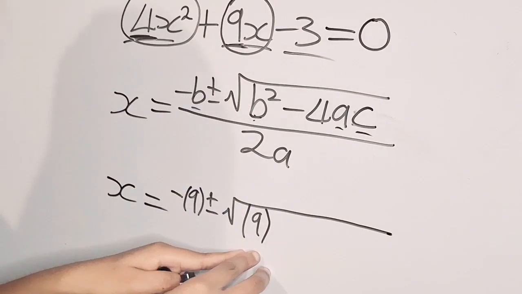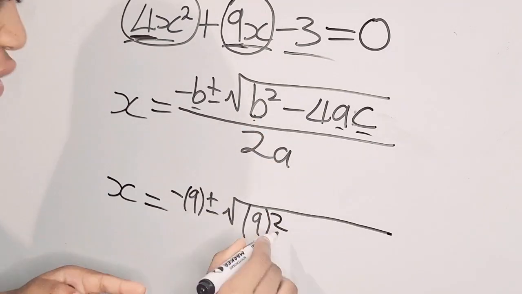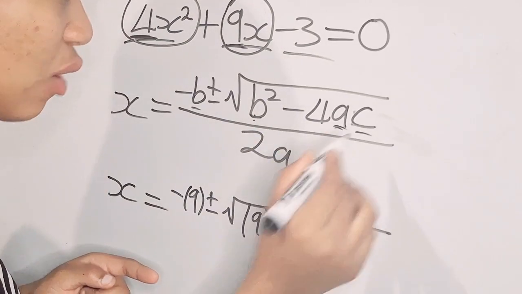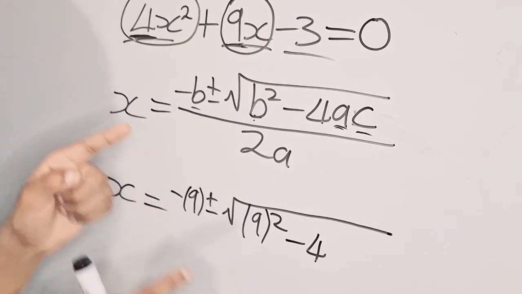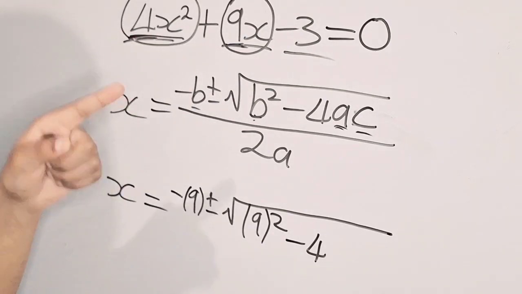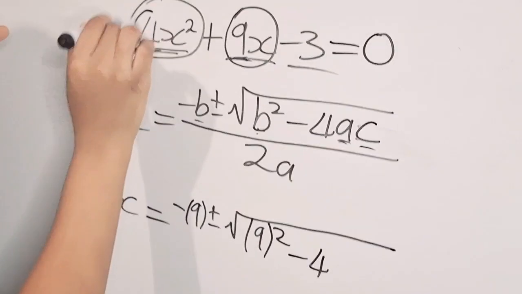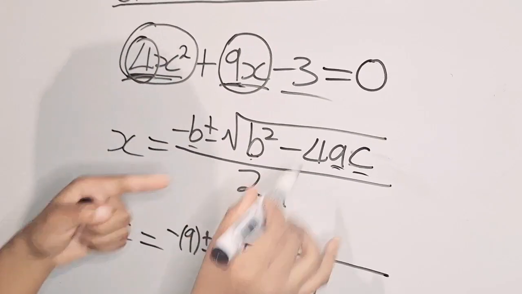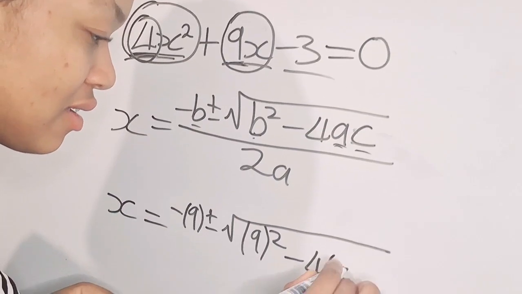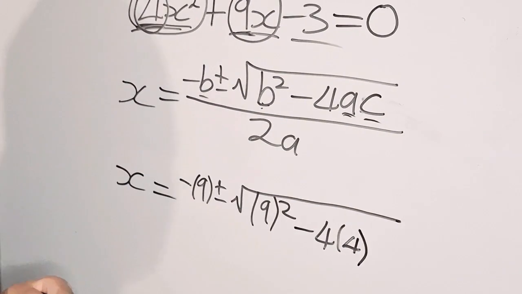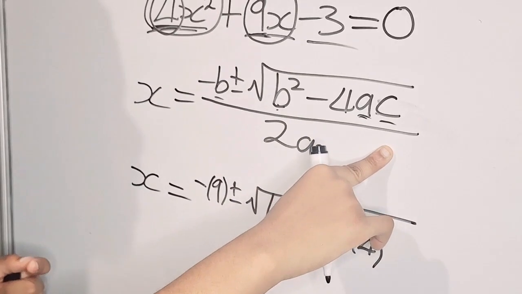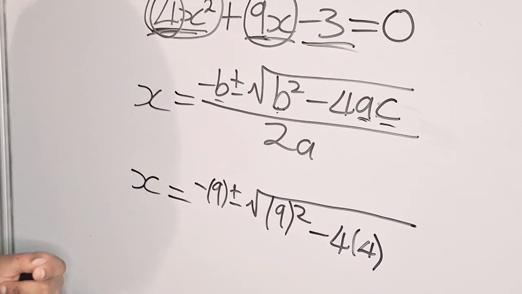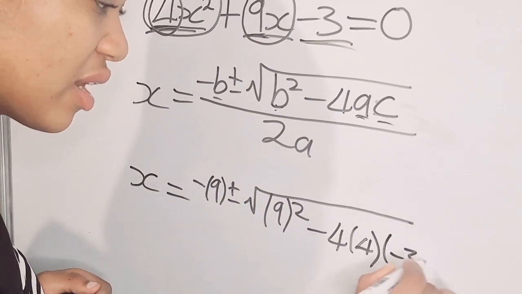The brackets are very important because if you forget the brackets, it can twist your answer. So for b we have 9, then squared, then minus 4, then a. Remember, a is the coefficient of term number 1. Term number 1 gives 4x squared, and the coefficient of this first term is 4. So for a, I'm going to put 4 like this. Then c, which we said is the constant. The constant here is negative 3. So for c we write negative 3.